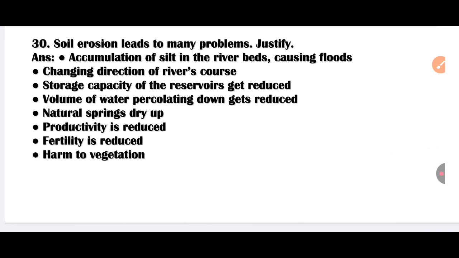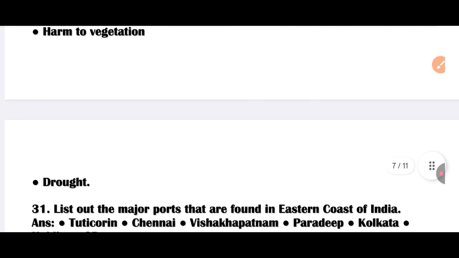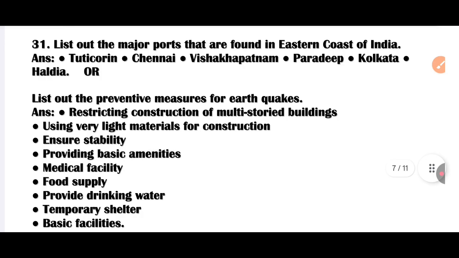Next question. Soil erosion leads to many problems. Justify. Accumulation of silt in the river beds causing floods, changing direction of river's course, storage capacity of the reservoir gets reduced, volume of water percolating down gets reduced, natural springs dry up, productivity is reduced, fertility is reduced, harm to vegetation and drought.